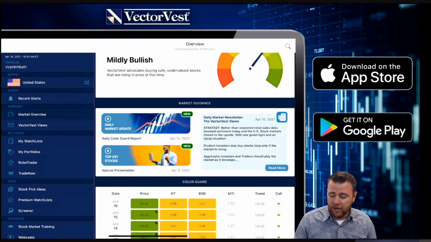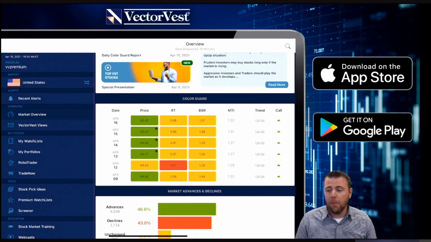If we scroll down here, we get the color guard, which I'll do a brief overview of if anybody's not familiar with it already. But we use the color guard to analyze three key components of our market timing system. The first one we look at is the price, which is the prices of the VectorVest composite. This gives us a better representation of what's actually happening in the market because it's not just looking at the Dow's 30 or the Nasdaq's 100 or the S&P's 500, but it's looking at roughly 8,500 stocks as of this time.